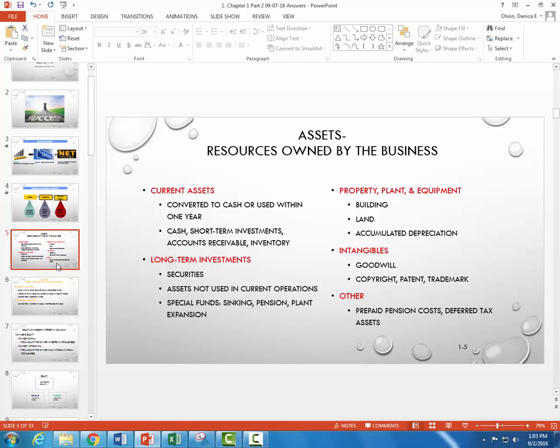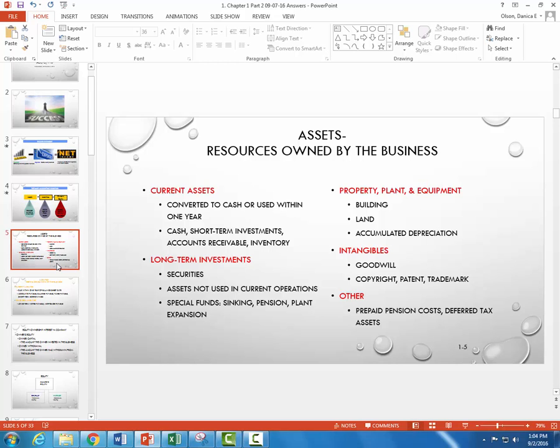Let's review what an asset is. Assets are the resources owned by the business. We have current assets, such as cash, short-term investments, accounts receivable, and inventory. Long-term investments, which are securities or other assets not used in current operations. Property, plant, and equipment. Examples include building, land, and accumulated depreciation.